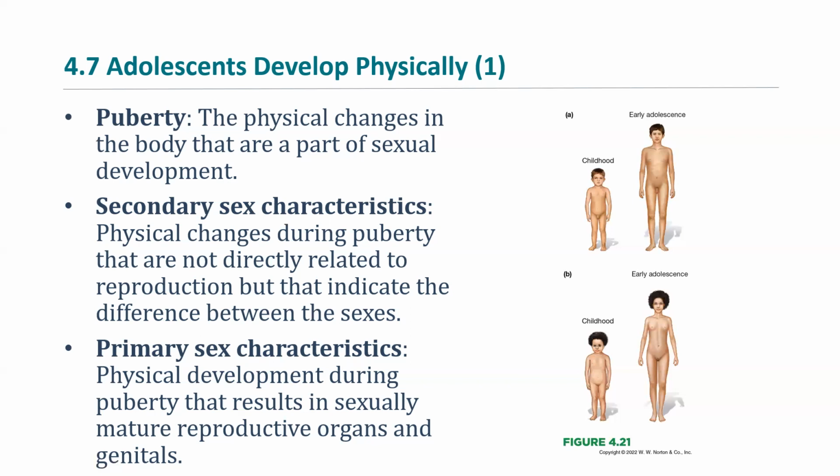Let me just go through a list of some of the changes. Boys develop darker and thicker body hair on the legs, in the armpits, in the pubic area, and on the face and chest. They grow taller and they gain muscle mass. Their jaw becomes more angular. Girls develop darker and thicker body hair on their legs, in the armpits, and in the pubic area. They become taller, they grow breasts, their waists become more defined, and they gain more fat on their hips.